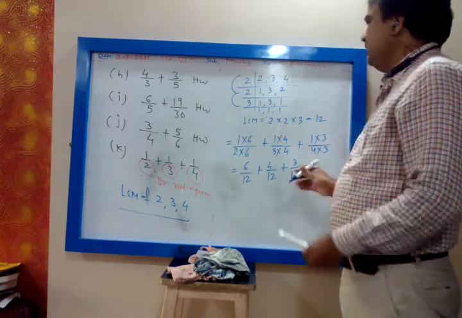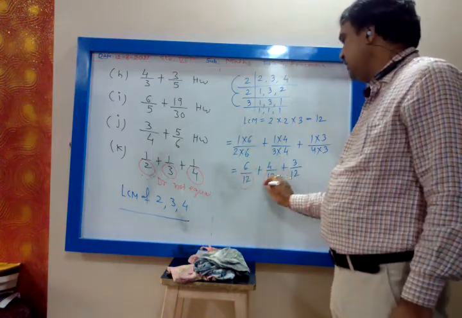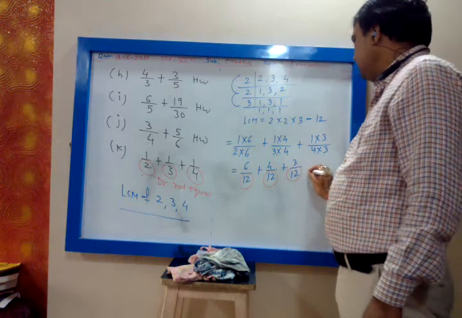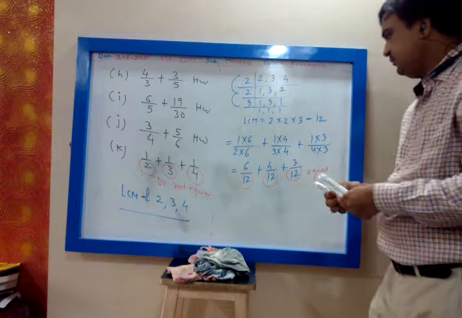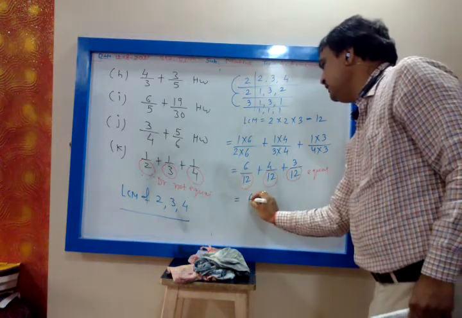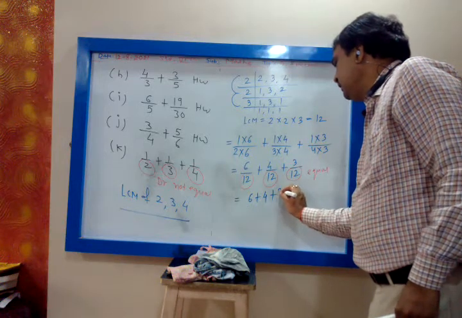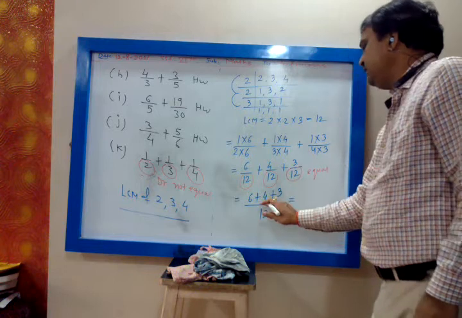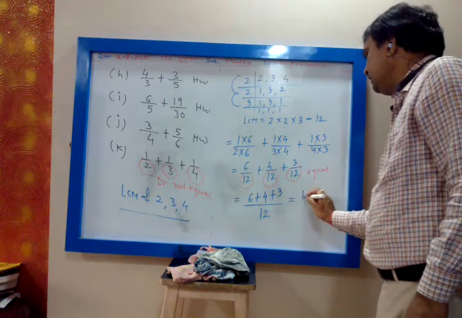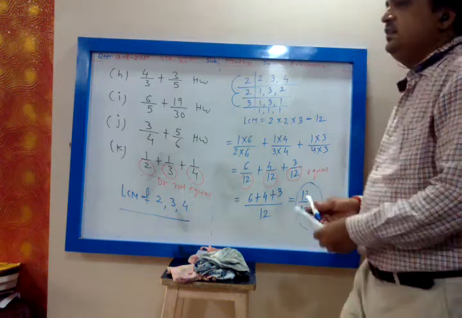Now denominators are equal. 12, 12, 12. They are equal. So I can simplify the numerator. What is the numerator? 6 plus 4 plus 3. Denominator I will take common, that is 12. Now 6 plus 4 is 10. 10 plus 3 is 13. Answer is 13 by 12.